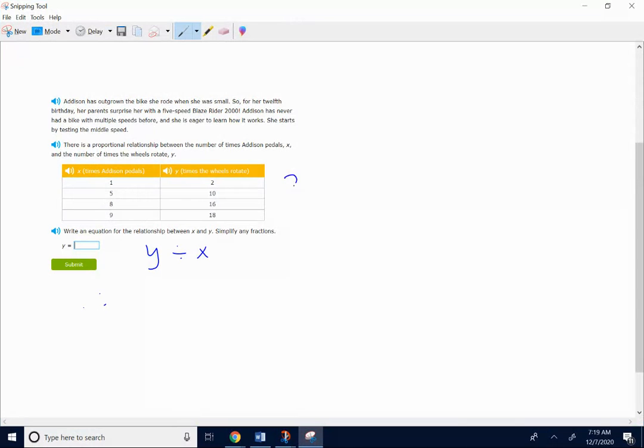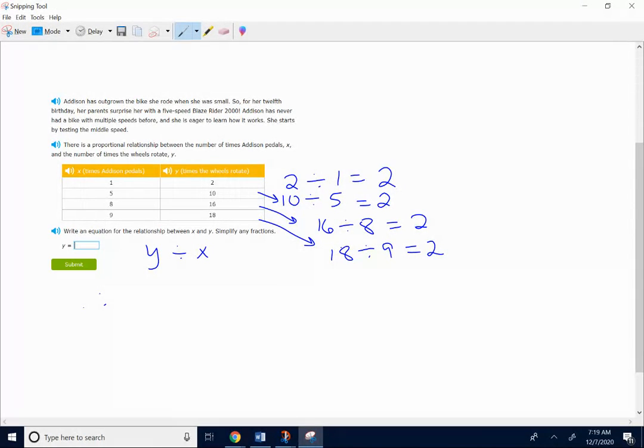Make that bigger. So if I take the y value of 2 divided by 1, I get 2. If I take 10 divided by 5 in the second row, I get 2. If I take 16 divided by 8, I get 2. And if I take the last row numbers, I take 18 divided by 9, I get 2. Okay, so because y divided by x is always the same number, in this case 2, that means this is proportional.